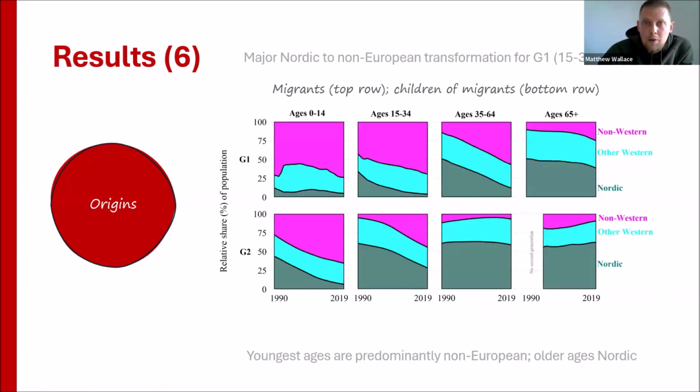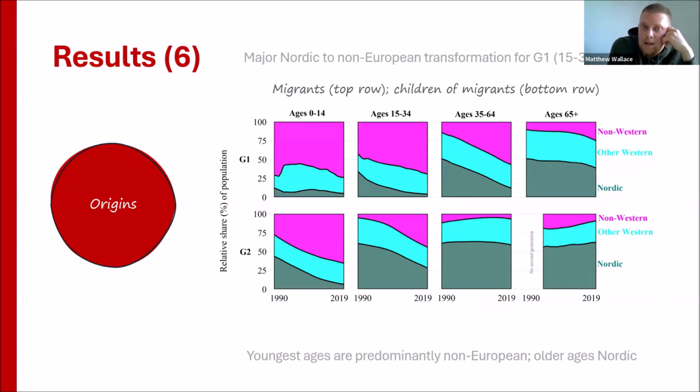So I'll just finish with origins, right? So finally, well, this is the penultimate panel, I think. What I'm showing you here is the relative share. So this is migrants only now, right? I just want to give you a flavor of where migrants are coming from and how that's changed over time in Sweden.